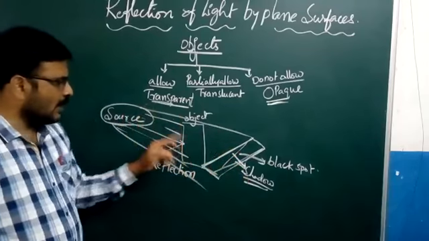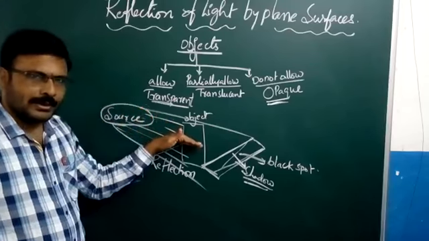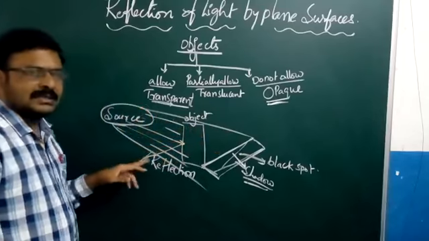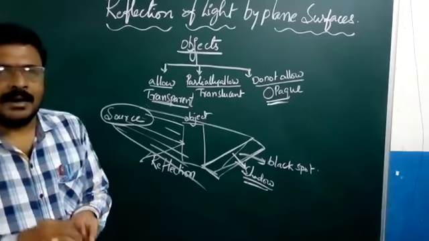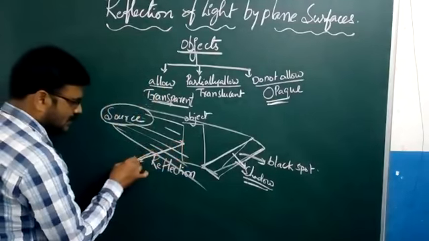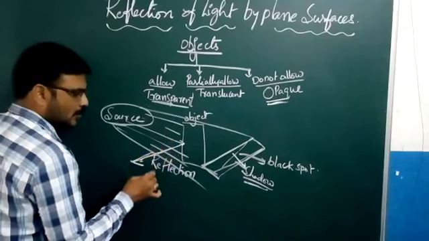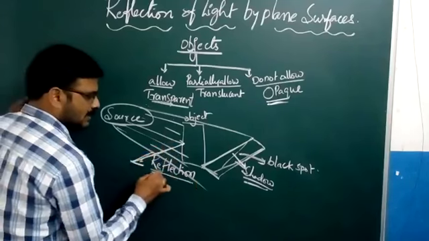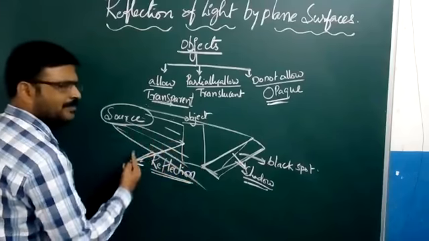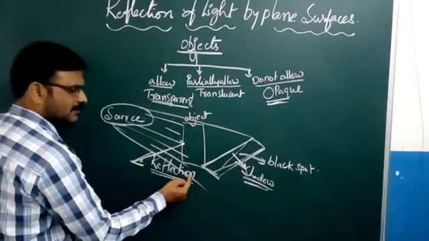When light from the source falls on an opaque body, since it is not allowing the light to pass, it sends the light rays in the other direction, and this light ray which is coming back after falling on the opaque body is called reflection. This phenomenon of light returning into the same medium after falling on the opaque body is called reflection.